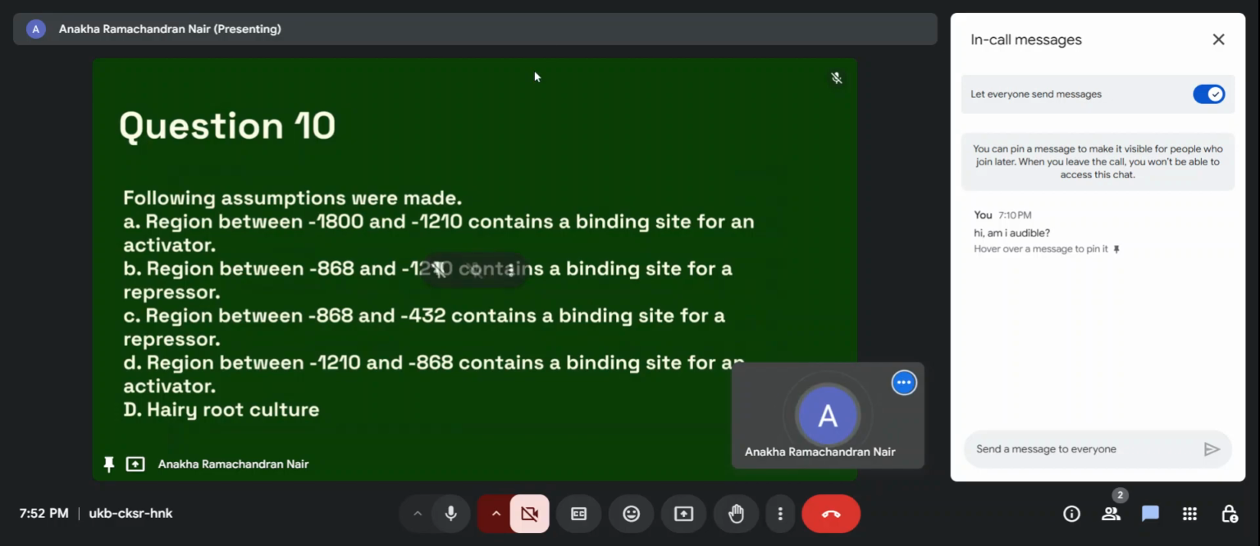Right? Wait. The hairy root culture is not part of this question. Sorry about that.